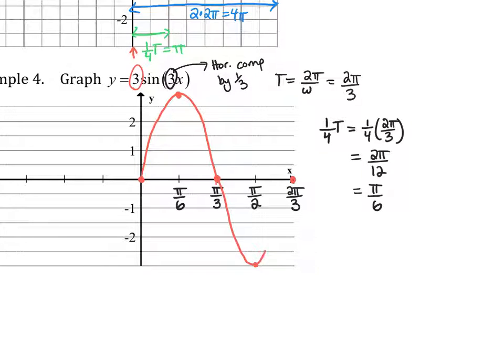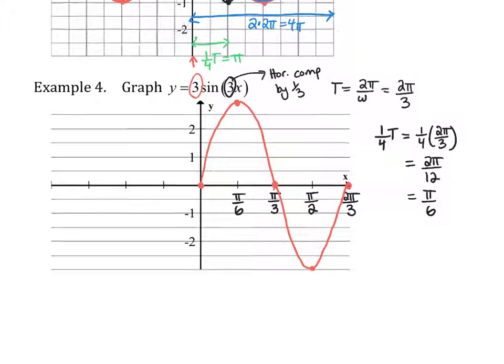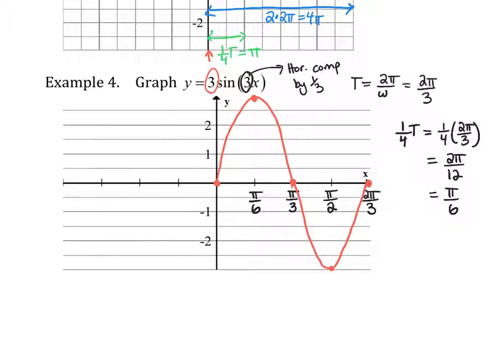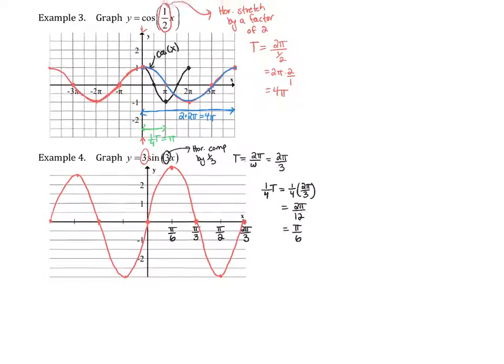There's one period, and then we can do a second one, just realizing that as I go backwards, it's like starting at the end at 2 pi over 3 here. I'm going to go back to the minimum, then to the midline, maximum, midline again. And there is our transformation of our function.